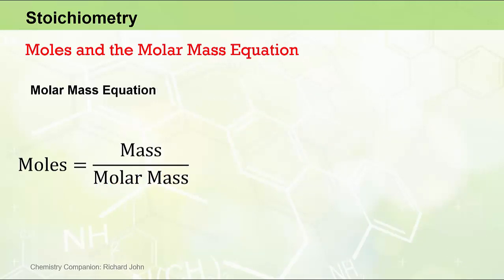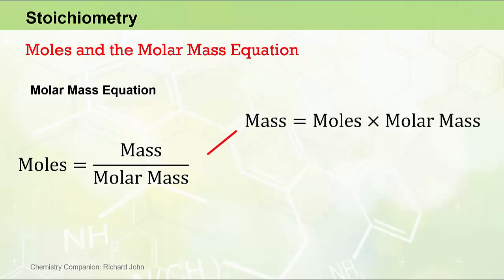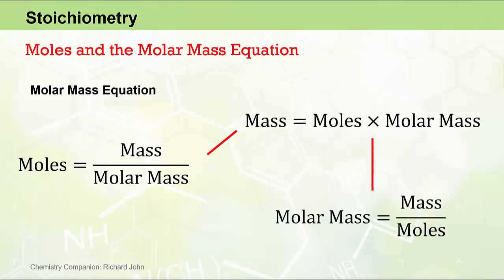Now this relationship, moles equals mass over molar mass, is, as I said, the most important relationship in chemistry. But there are other rearranged versions of this equation that become important to use. So, for example, if we were to multiply both sides of this equation by molar mass, we can make the mass the subject of this equation. Mass equals moles times molar mass. And then if we divide both sides of this second equation by moles, we would get molar mass as the subject of the mathematical relationship. Molar mass equals mass over moles.